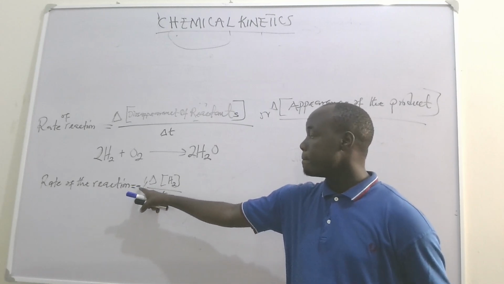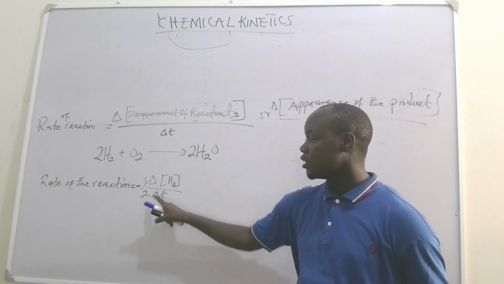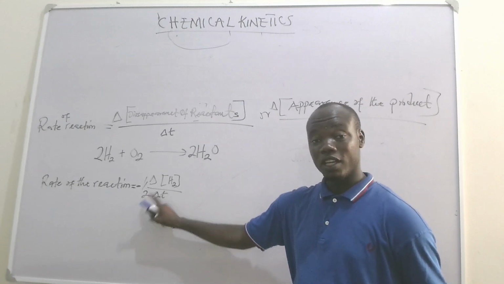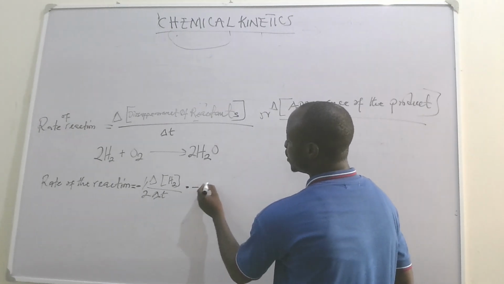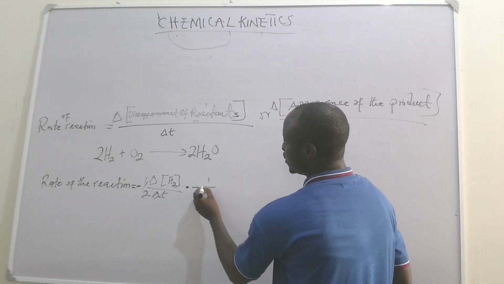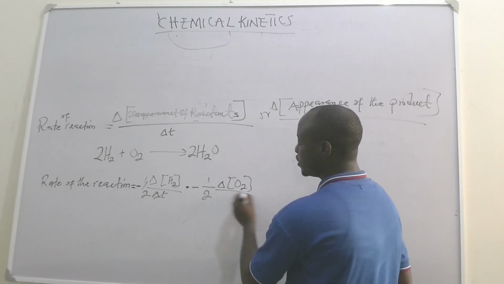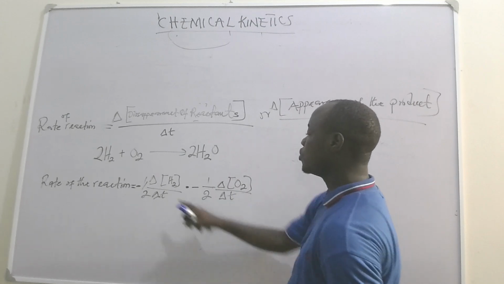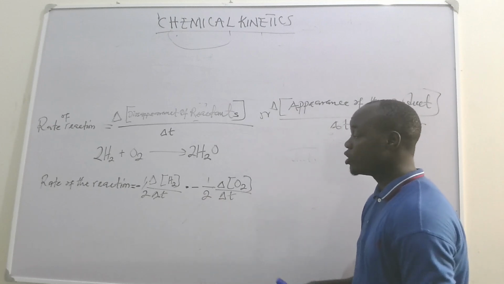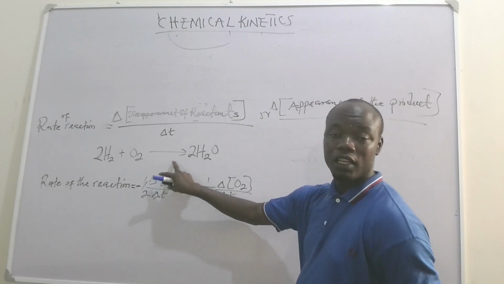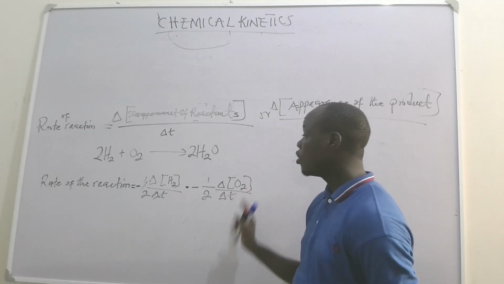So therefore, we have minus the change in hydrogen concentration divided by 2 delta T, or minus the change in concentration of oxygen divided by delta T. So you see, you can measure the rate of the reaction by just measuring the disappearance of hydrogen gas, or by just measuring the disappearance of oxygen.